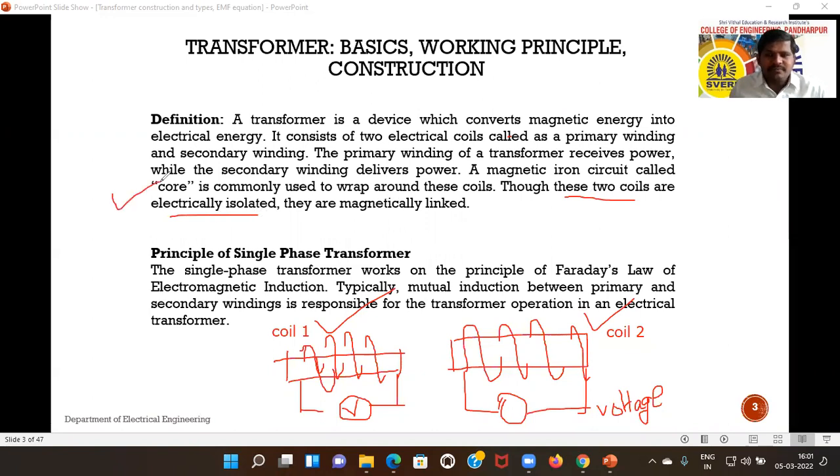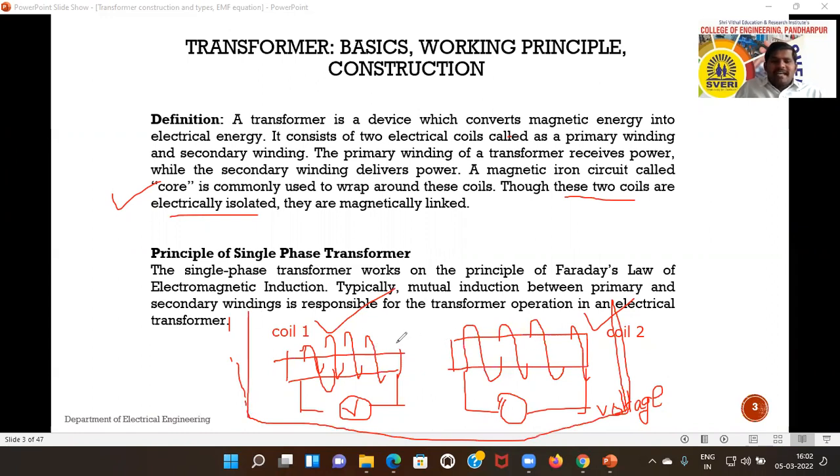This is an MCQ question. See, the transformer has two coils, or we are considering the mutual induction principle I am telling. In the mutual induction principle, if there are two coils, coil 1 and coil 2, these are not electrically connected, but they are magnetically coupled to each other. Okay, the two coils are not electrically connected, but they are magnetically coupled to each other. Suppose these are combined on one core, or it may be one transformer.